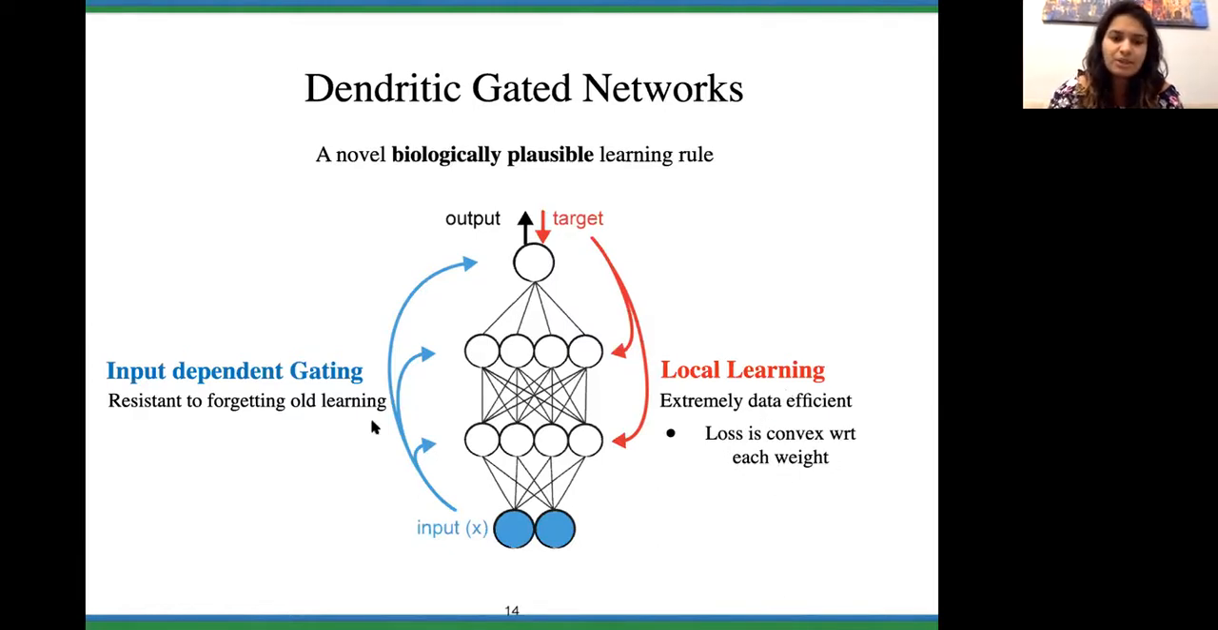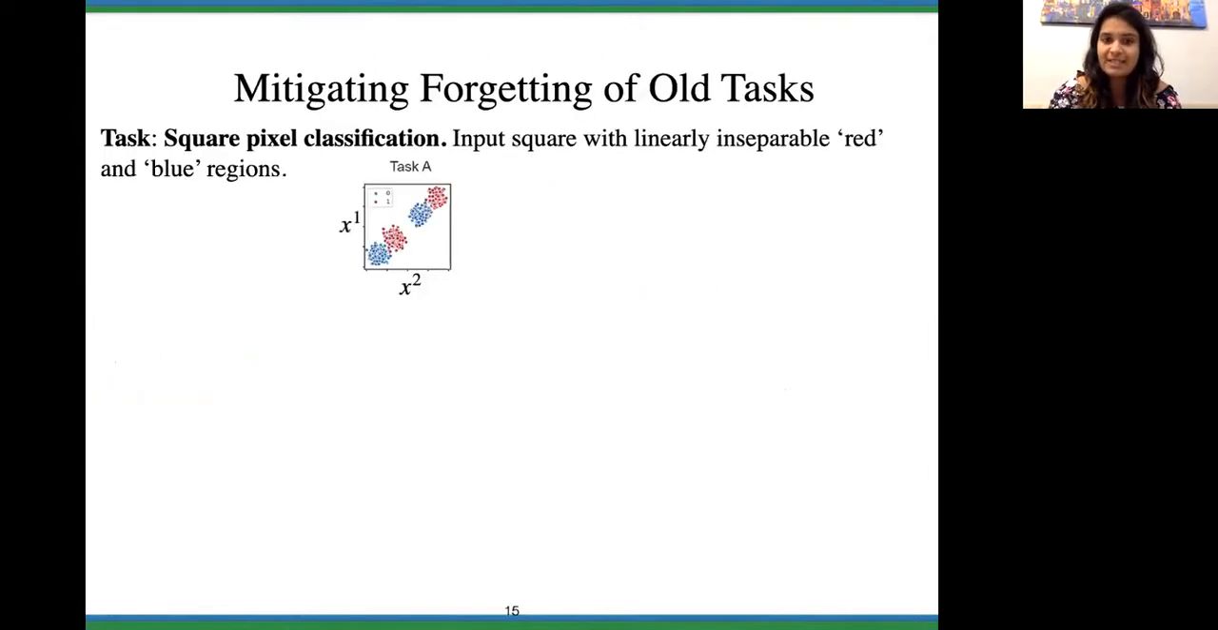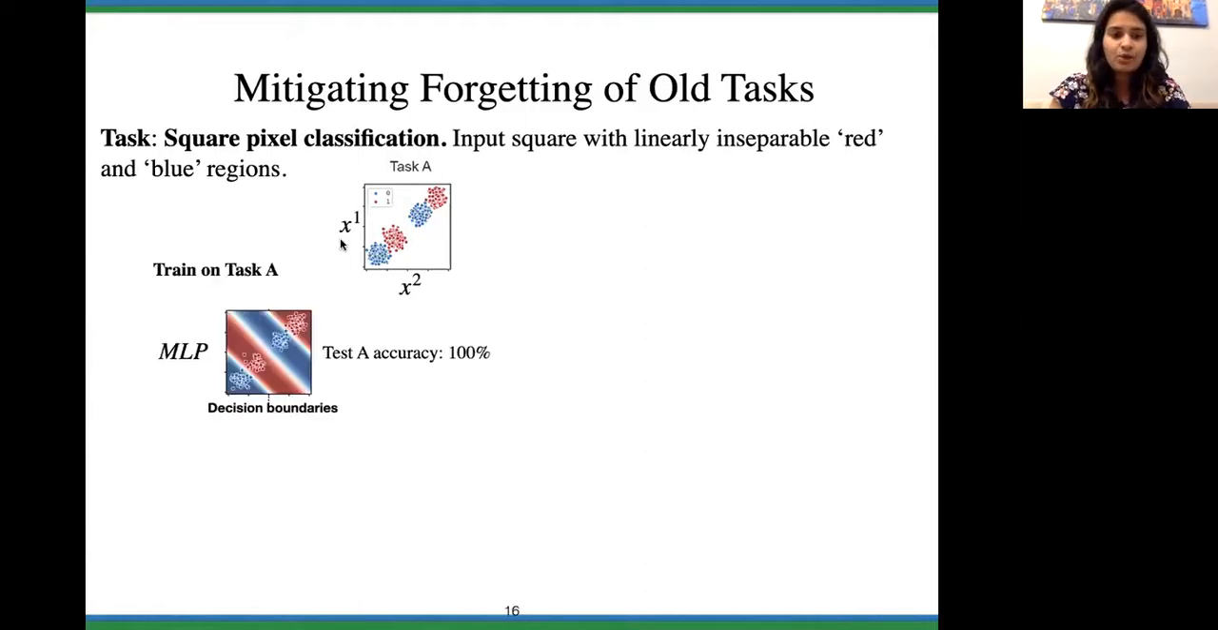All right, so let's talk a little bit more about this resistance to forgetting. We start with a simple toy task for illustrative purposes, where the input is basically this 2D input with these blue and red regions that are linearly inseparable. And the task is to separate them. And so we test this on a DGN, a Dendritic Gated Network, and an MLP of equivalent computational power, a multi-layer perceptron. And so when we do this on an MLP, first we train on task A.